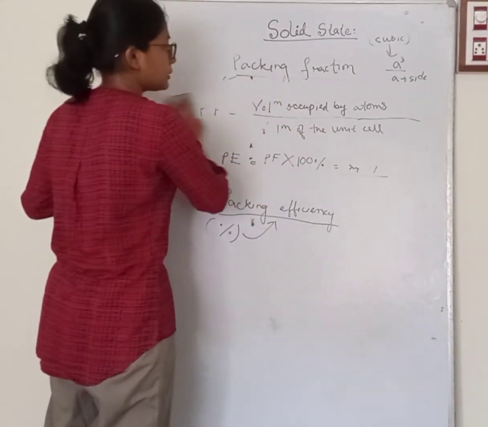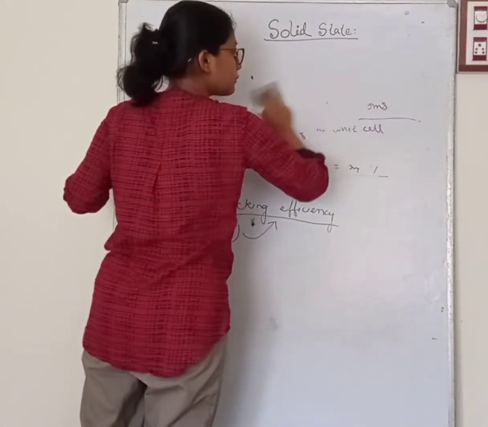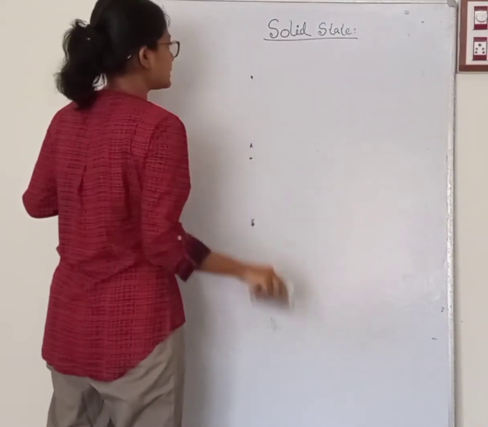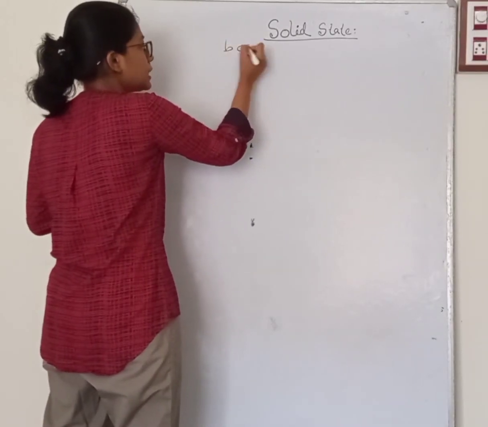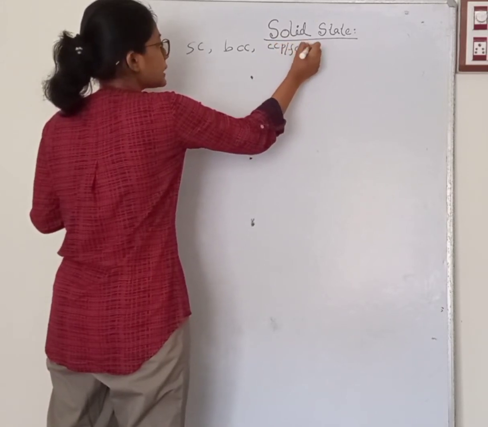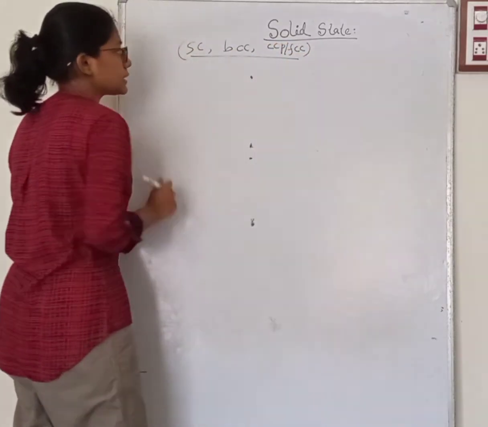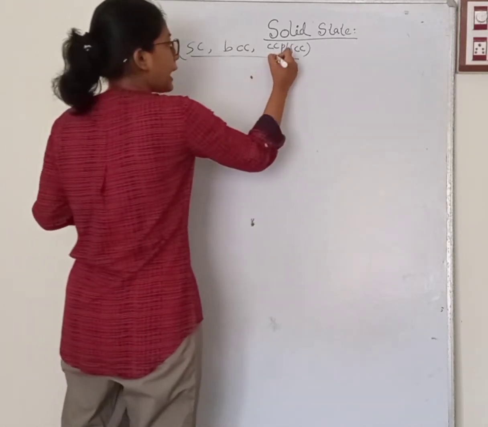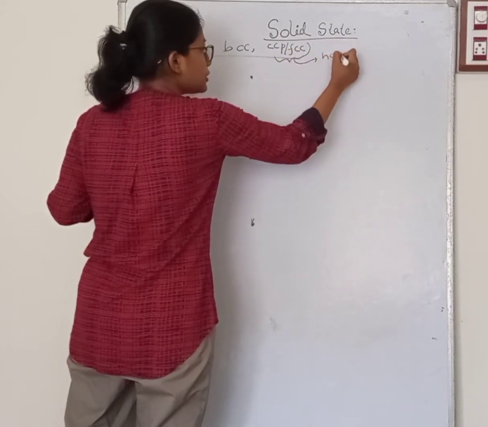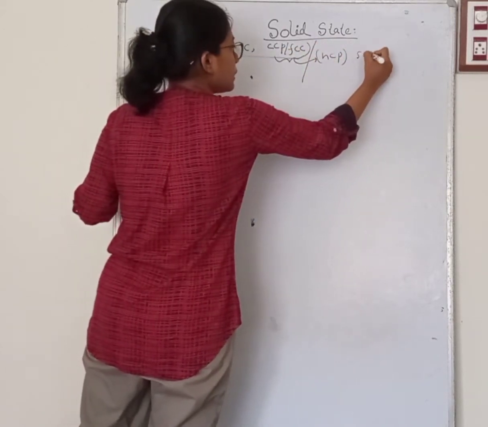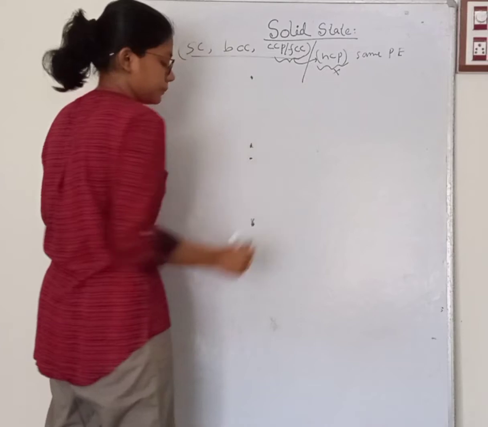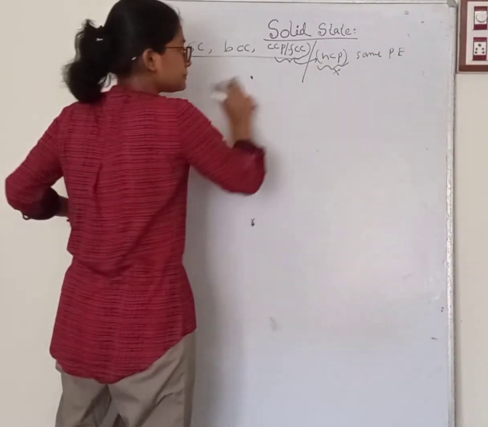Now we will try to calculate the packing efficiency and packing fraction for different crystal structures. We will calculate for BCC, simple cubic, and CCP or FCC. We will discuss these things. And remember, CCP or FCC and HCP both have the same packing efficiency, but we are not going to determine it for HCP because it is a bit complicated.